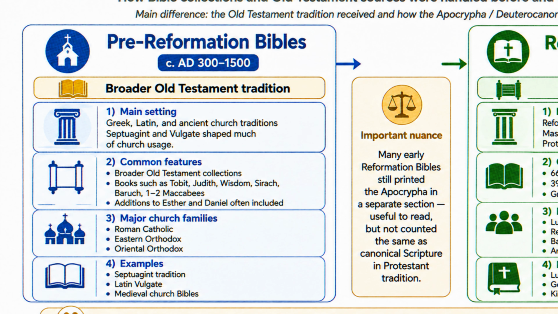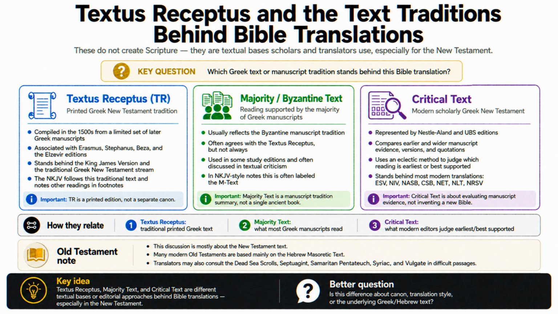Now we have to look under the hood at the source code itself. Yes, textual basis. Right, our third pillar. What are these English words actually being translated from? And this is where the archaeological history gets really fascinating. It's incredible. All of these English New Testaments are built upon ancient Greek manuscripts, but, and here's the catch, they don't all use the same ones.